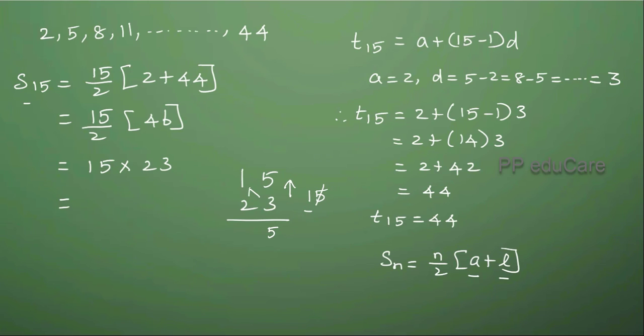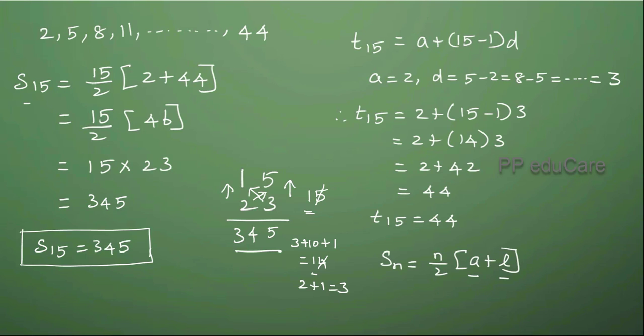3 times 1 is 3, plus 2 times 5 is 10, plus the remaining value 1, which is equal to 14. Put this 4 here and the remaining is 1. So now 2 times 1 is 2, plus this remaining value 1 which is 3. So therefore the product of 15 and 23 is 345. Therefore the sum of the first 15 terms of this arithmetic progression is 345. Thanks for watching this video.